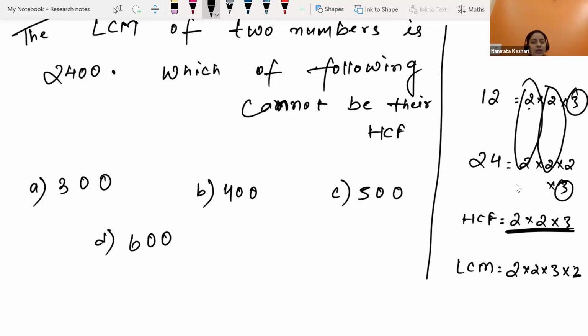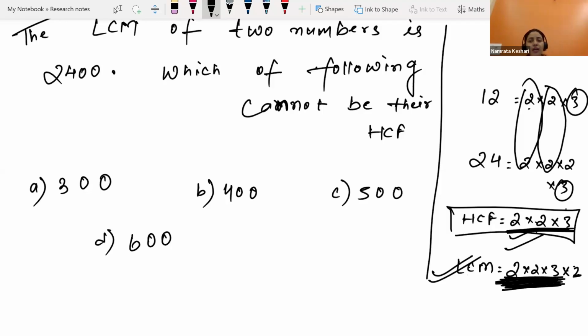Now if you understand the concept of HCF and LCM, you can see here that this HCF will always divide this LCM completely, because while finding the HCF we have taken only the common factors, and while finding the LCM we have taken the same 2, 2, 3 initially, the common factors, and then the extra factors. So of course, logically, the HCF will always completely divide the LCM.